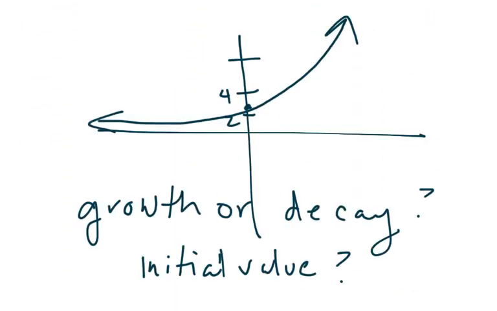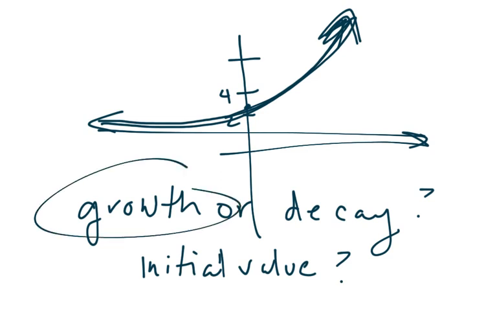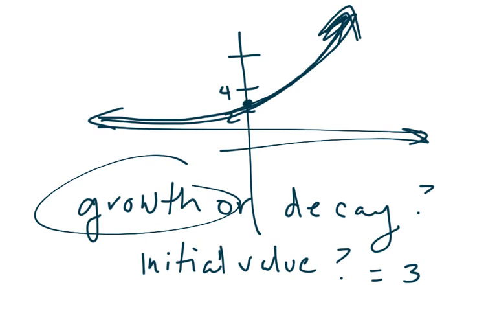All right. So is this an example of growth or decay? Well, it's growth. As you go to the right, it's getting bigger. All right. Definitely growth. What's the initial value? Well, remember I said the initial value is also the y-intercept. Well, it looks to me like that's about 3. So you can tell that just by looking at the picture.